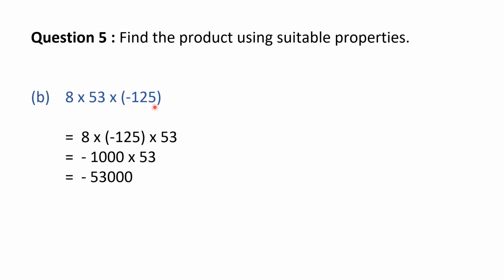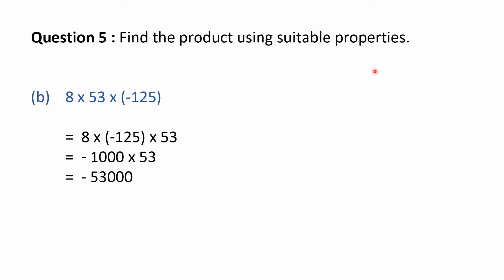Next is this. Now you have three numbers. The first one is 8, the second one is 53, and the third one is minus 125. Whenever you have three numbers, you first multiply the first two numbers, right? But here, if you multiply the first two numbers, you will definitely get a big number. And after that, you will have to multiply that number by minus 125, and that will become another big number, right? So in order for the multiplication to become easy, you need to use a suitable property.